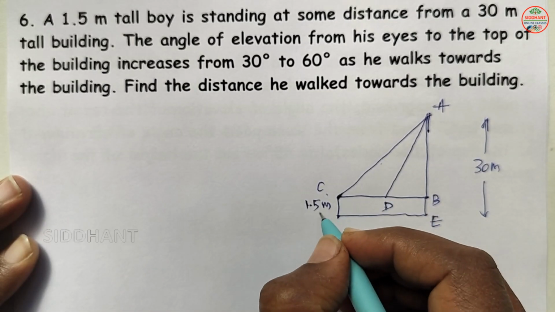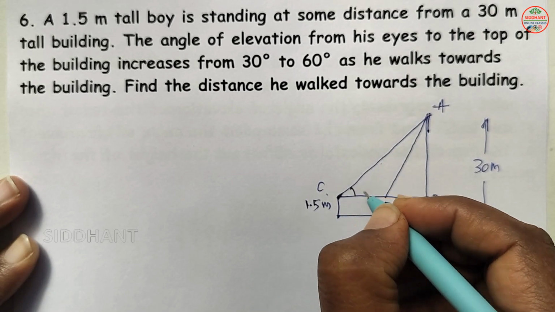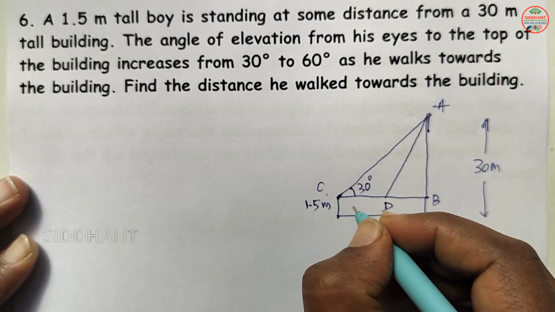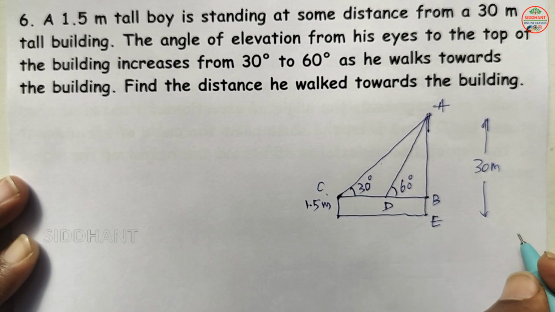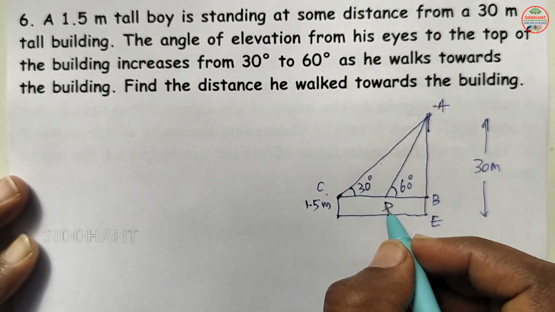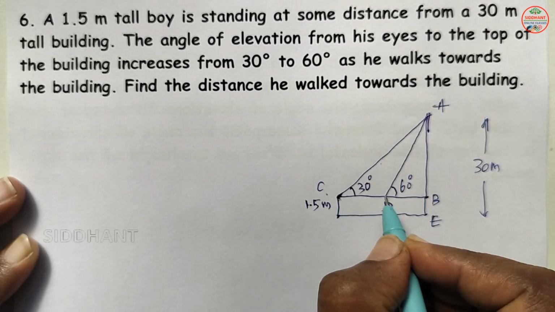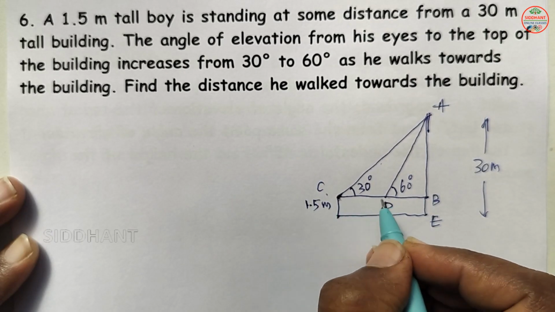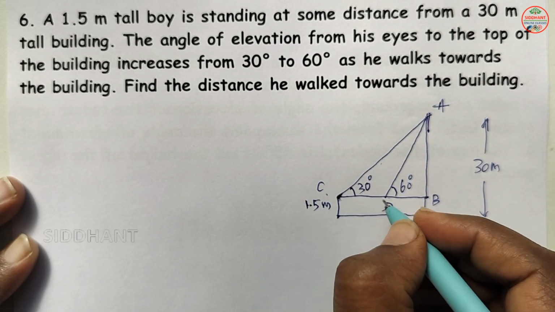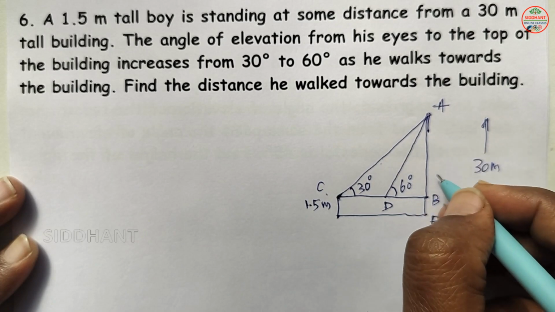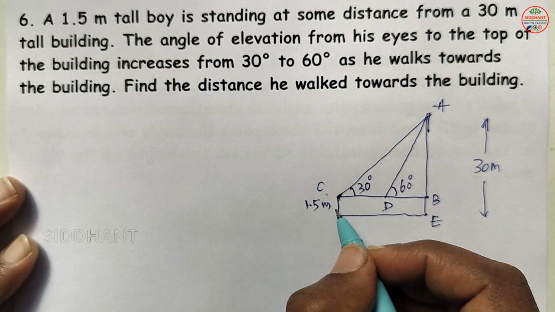So the height of the boy is 1.5 meters and the angle which he made is 30 degrees, and he walked towards the building, the second angle is 60 degrees here. What they asked in the question is find the distance he walked toward the building. So that means from here to here he walked. So we are going to find out CD here. How are we going to find out CD? First we are going to take AB here. AB how much? Which is AE minus this height.